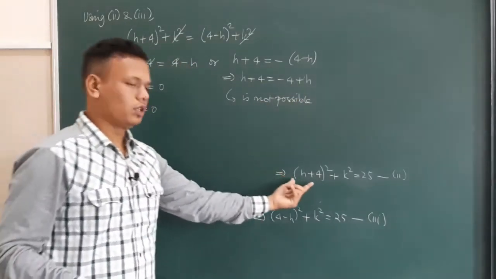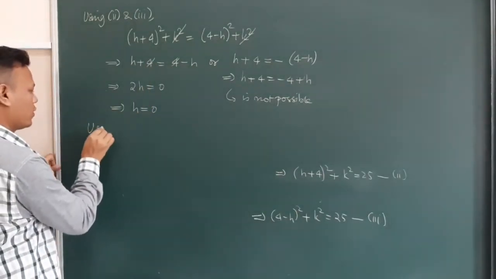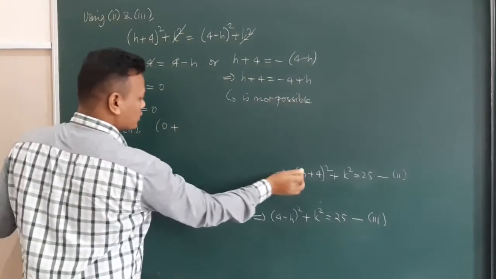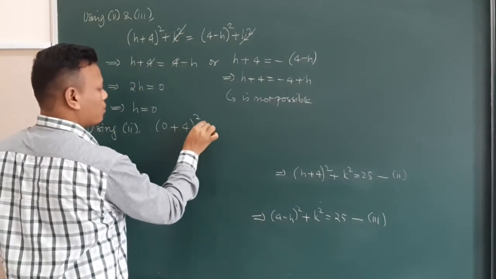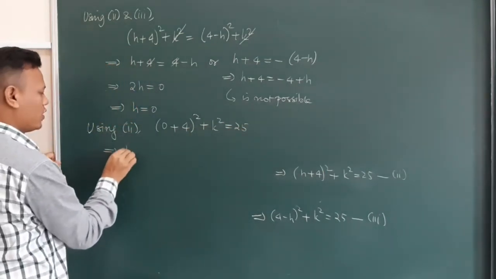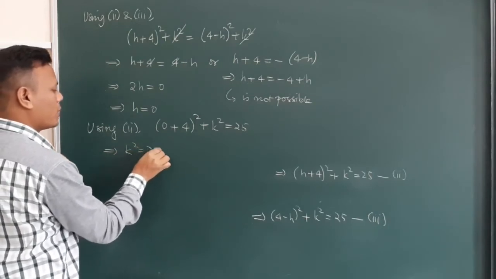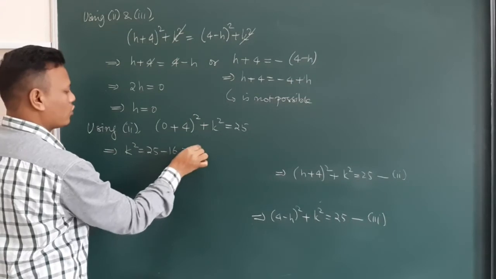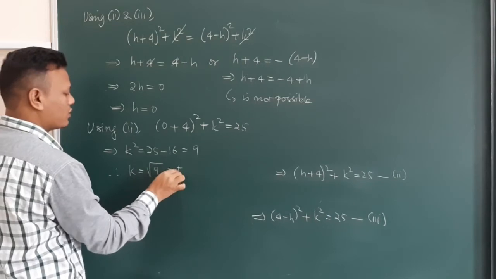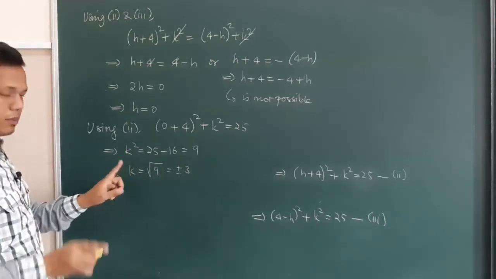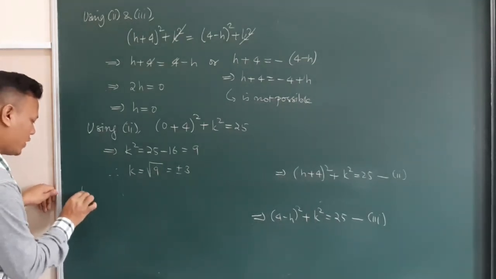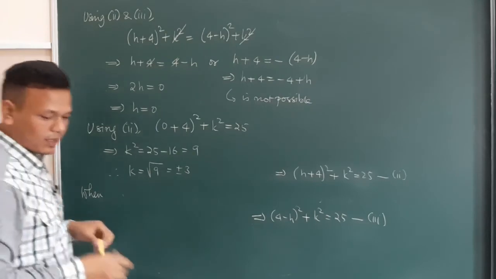Now let's make use of equation 2. Using 2, h is 0, so (0 + 4) whole square plus k square equals 25. So k square equals 25 minus 4 square, which is 16, so this turns out to be 9. Therefore k equals the square root of 9, which is plus or minus 3. Remember, whenever you find a square root, two values are possible. So there are two answers possible in this case.